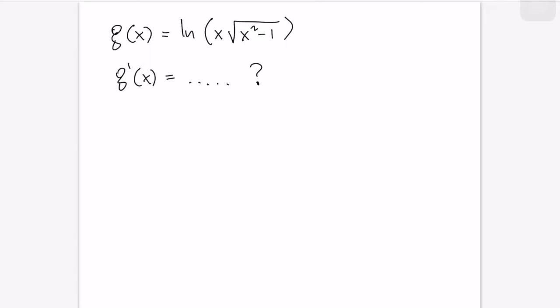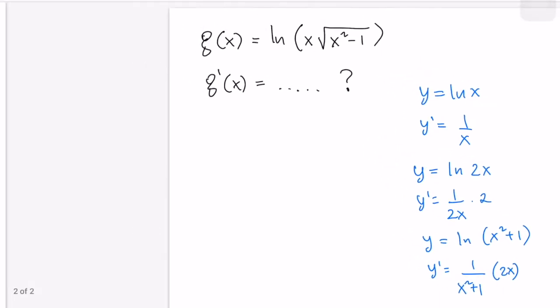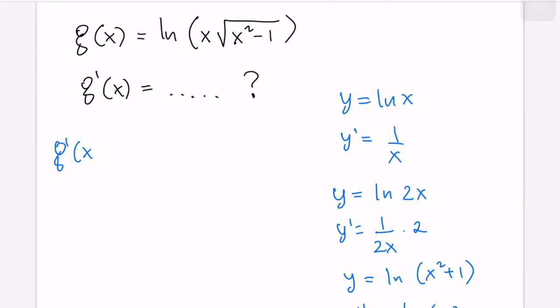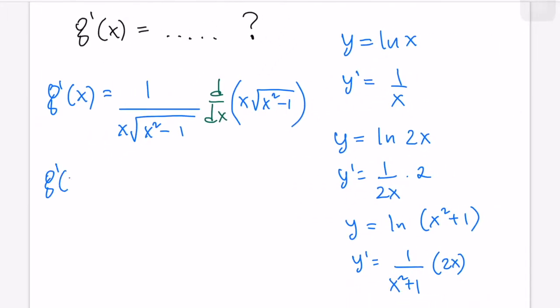Okay, let's start. Now if you have a function of ln x, you know that this will be 1 over x, or if you have y equals ln 2x, this will result in 1 over 2x and then multiply by 2. Or if you have y equals ln of x squared plus 1, this will result in 1 over x squared plus 1 and then multiply by the chain rule 2x. Okay, the same thing we can do in the ln here. So g prime will be 1 over the whole inside function and then differentiate the inside function with the chain rule, right?